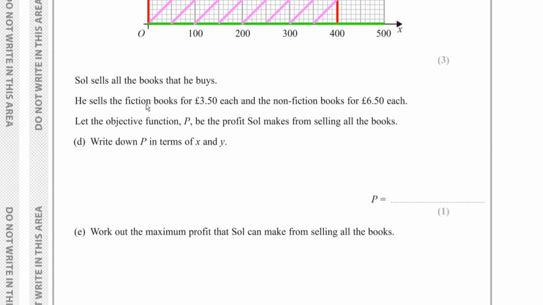Sol sells all the books that he buys. He sells the fiction books for £3.50 each and the non-fiction books for £6.50 each. Let the objective function P be the profit Sol makes from selling all the books. Part D. Write down P in terms of x and y.